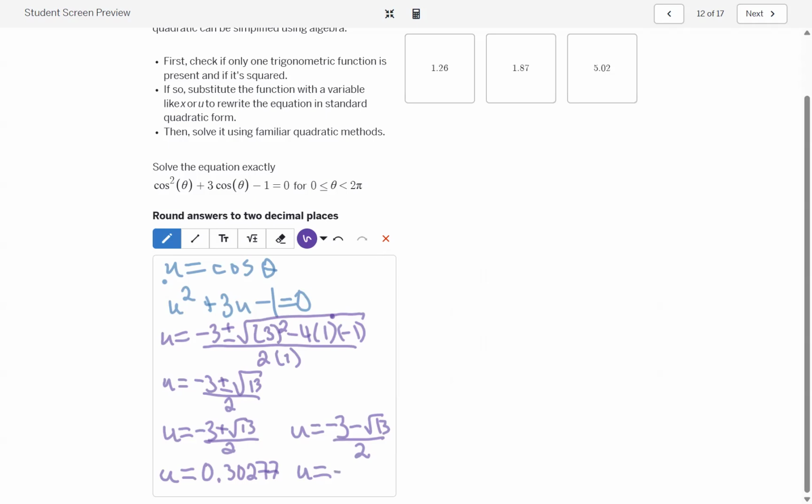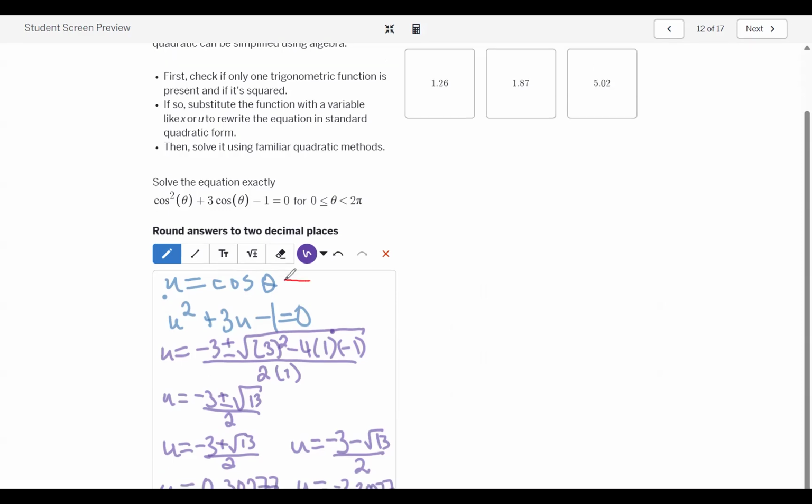And then we get negative 0.30277. All right, but that's just what U equals. Now I'm going to use my substitution again. So U is cosine theta. So I have cosine theta equals 0.30277, and I have cosine theta equals negative 3.30277.